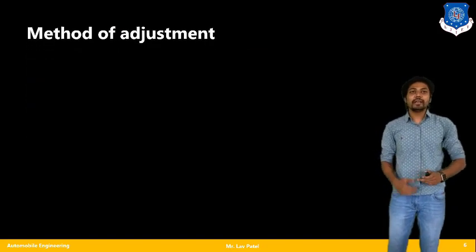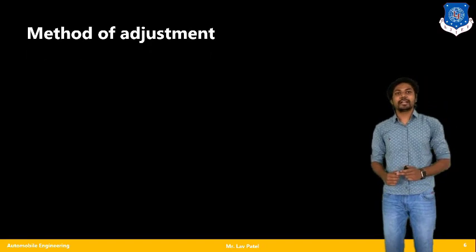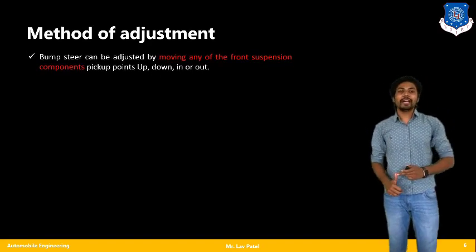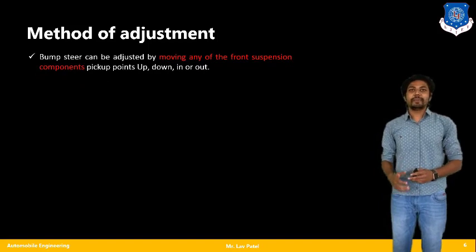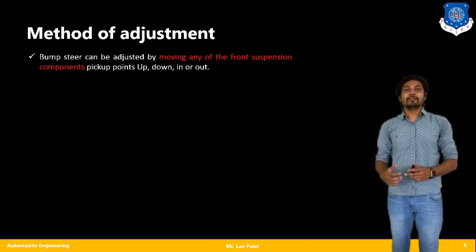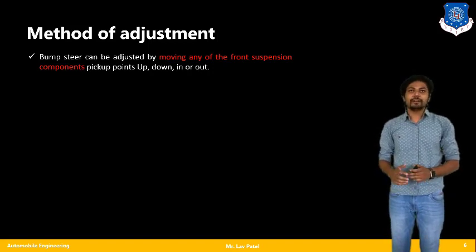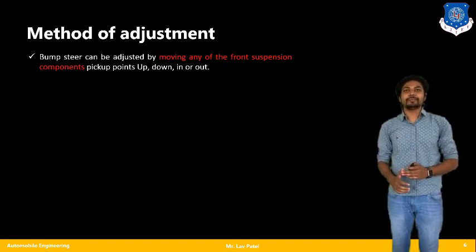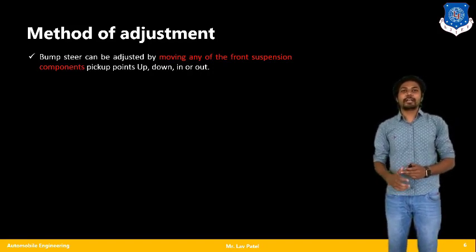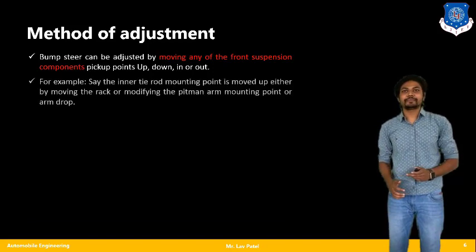Moving further, how do we adjust that bump steer condition, or how do we eliminate these conditions? For that, we have to change some parameters, some dimensions or adjustments of our moving front suspension components, like several ups and downs, ins and outs for those particular tie rods and the suspension system.